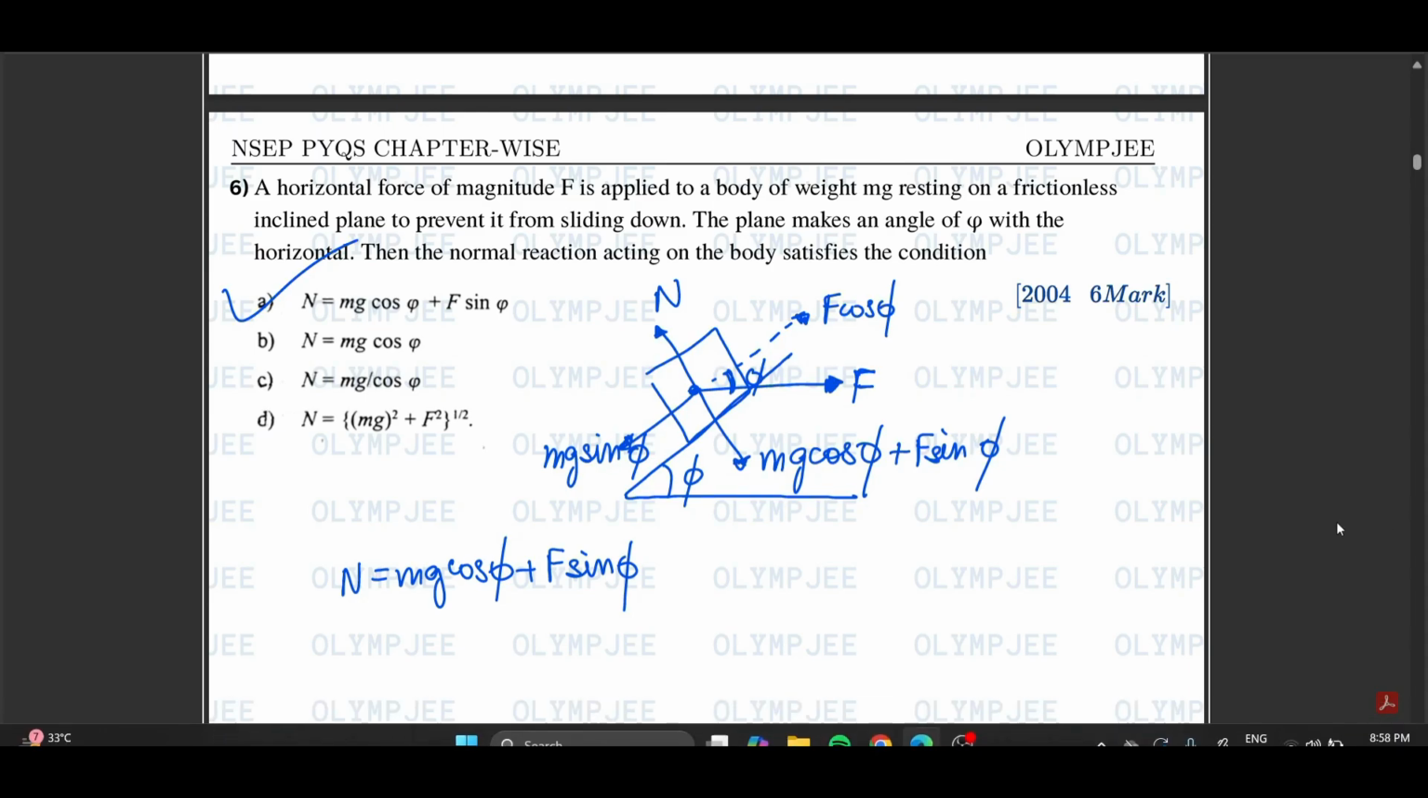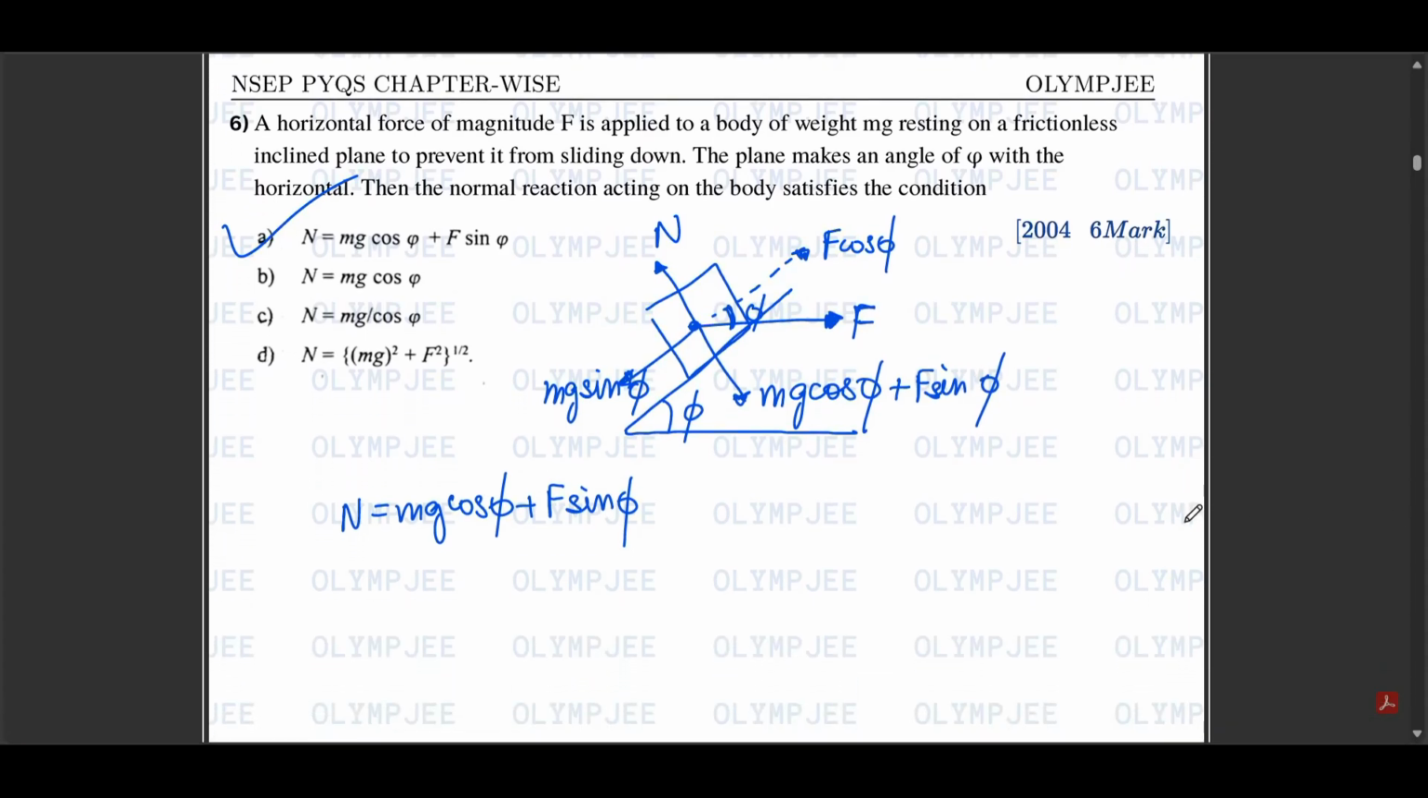So now we need to find the relation. Here they have removed the F term, so this is obviously not correct, because F sine phi is here, and we need to find F in terms of mg, so that we can see if this option is correct, because this can be correct if we change F in terms of mg. So mg sine phi is equal to F cos phi, so that means that F is equal to mg tan phi.